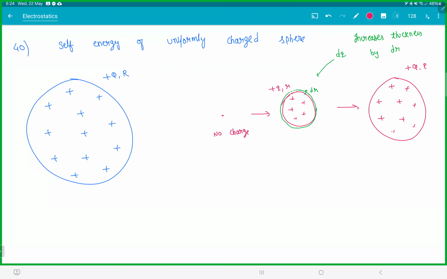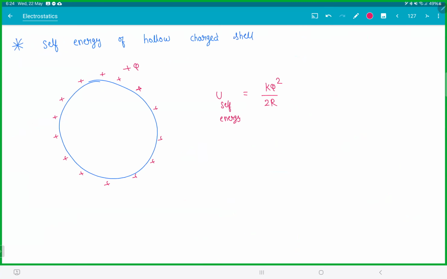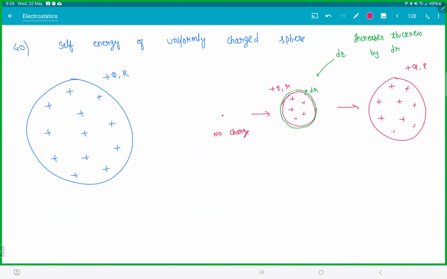Self energy of a hollow shell. Basically, what we did is the potential on the surface minus the potential at infinity, times the charge, is the work done. And then we integrated that work done. You have to do something similar here. You did try. I'll be back in a minute.